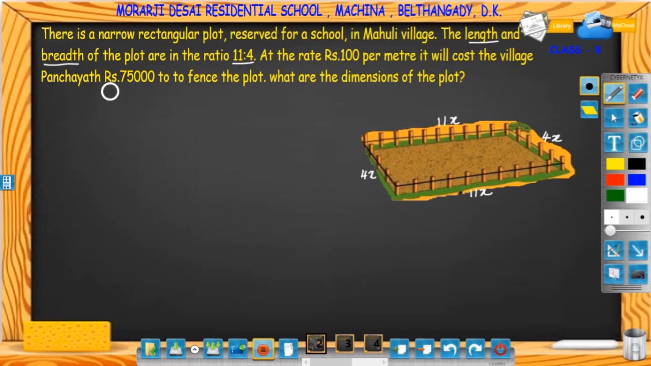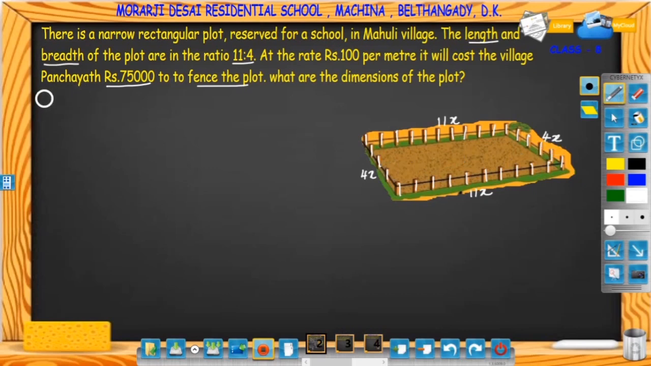the panchayat has to fence the plot and it costs rupees 75,000 to fence the plot. Look at the fencing here. What length do we need to fence the plot? We need the total length of the sides of the rectangle. Means we have to find the perimeter of the rectangle to fence the plot.